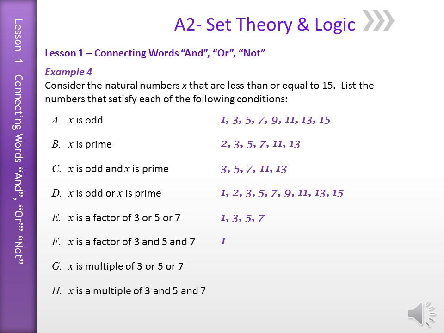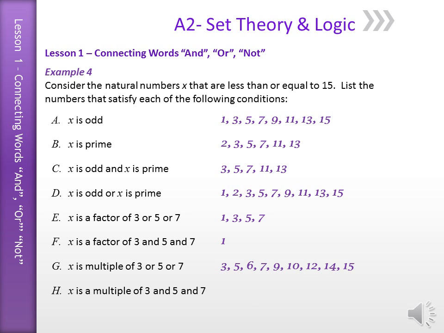For G, X is a multiple of 3 or 5 or 7. These are all the numbers that are divisible by one of those three numbers. So we could list them out as 3, 5, 6, 7, 9, 10, 12, 14, and 15.